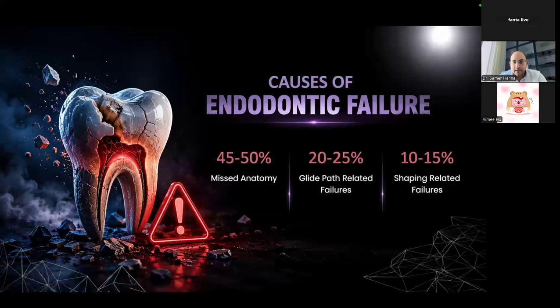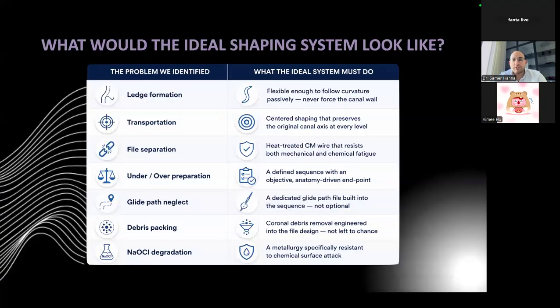Just going into a summary for the causes of endodontic failure, again, 45 to 50% was missed anatomy, 20 to 25% glide path related failures, and then 10 to 15% shaping related failures. So it's very important to know your anatomy, to plan for it, choose your system correctly, start with a good glide path, and then continue with a good system for cleaning and shaping.